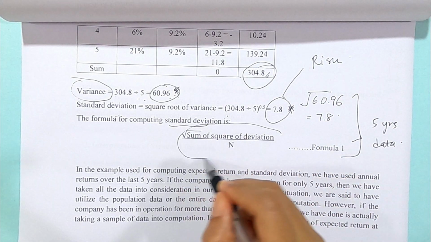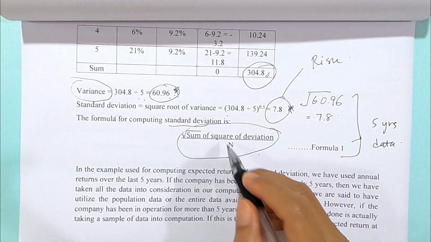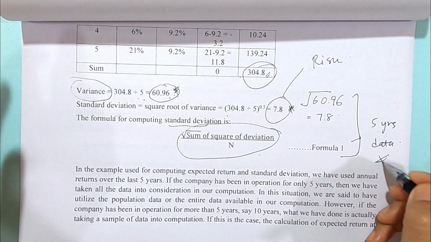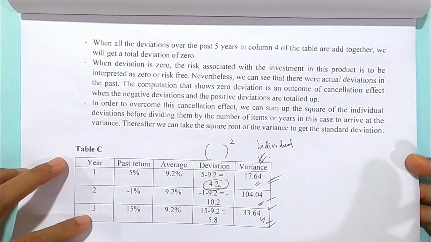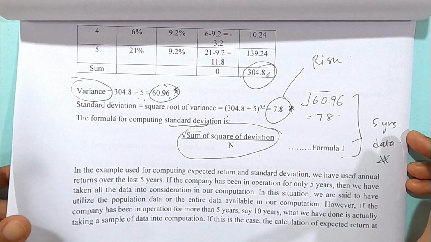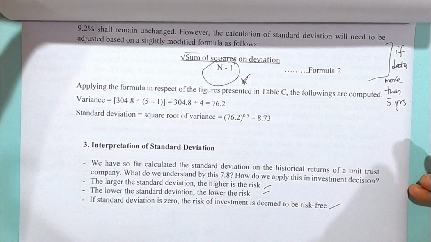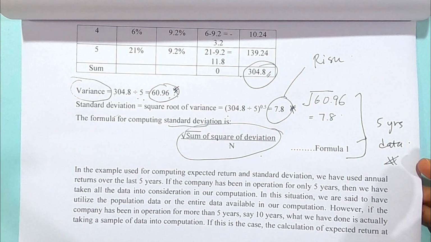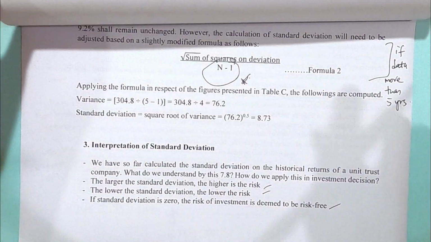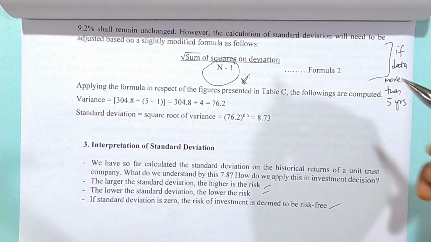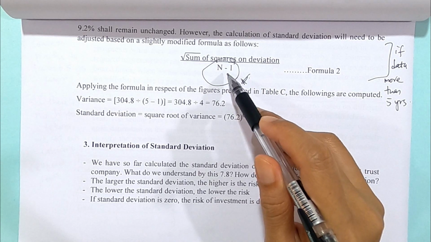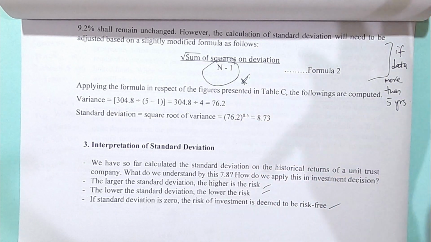Okay, so this is the formula for standard deviation, and this is the formula that we should use if the data is around 5 years. You can see that the number of years is 5. But in the case where the number of years is higher than 5, let's say 10 years, then we should use another formula, where the square root of the variance is divided by n minus 1.